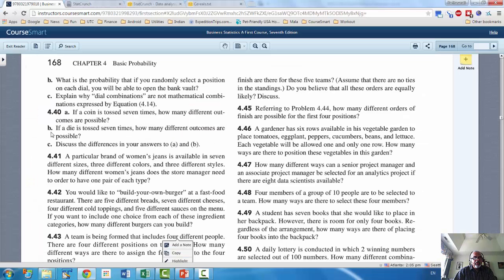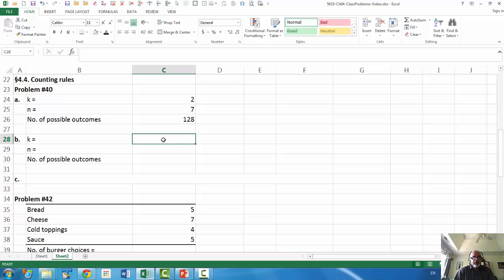Now what about B? B is, if a die is tossed 7 times, how many different outcomes are there, and discuss the difference in your answer between A and B. Now here, when you're talking about a die, there are 6 possible outcomes in a single trial. So k is 6, this is 7, so k to the power of number of trials gives us the total number of possibilities. Obviously the difference is because each trial in B results in 6 possibilities, whereas in A it resulted in only 2 possibilities.